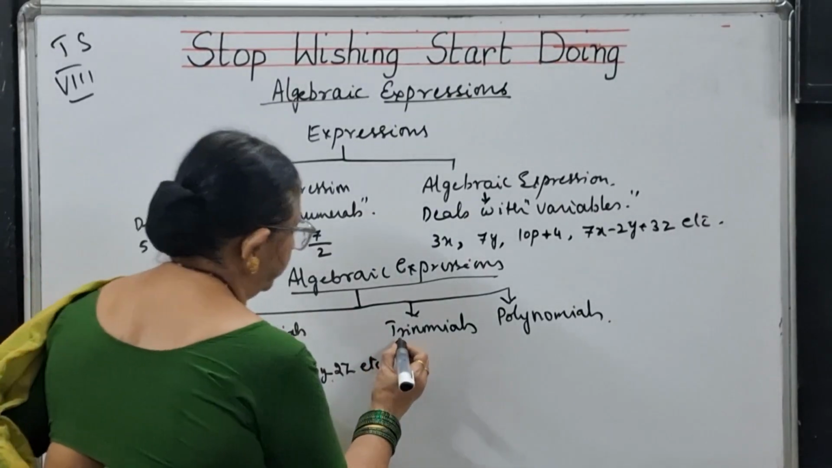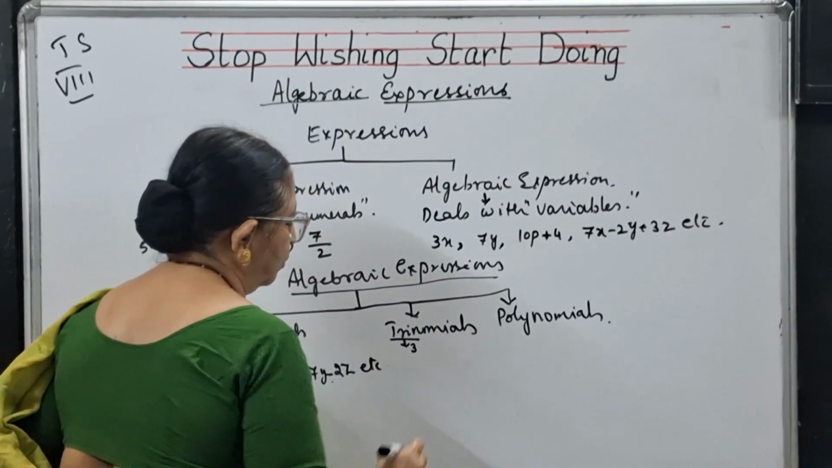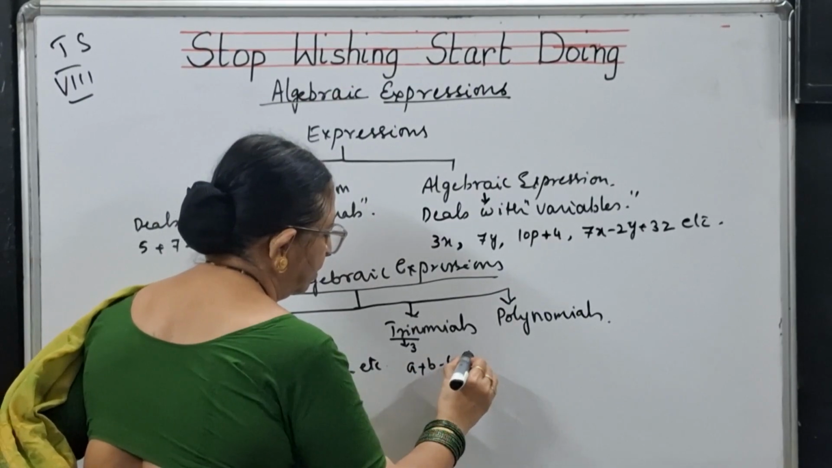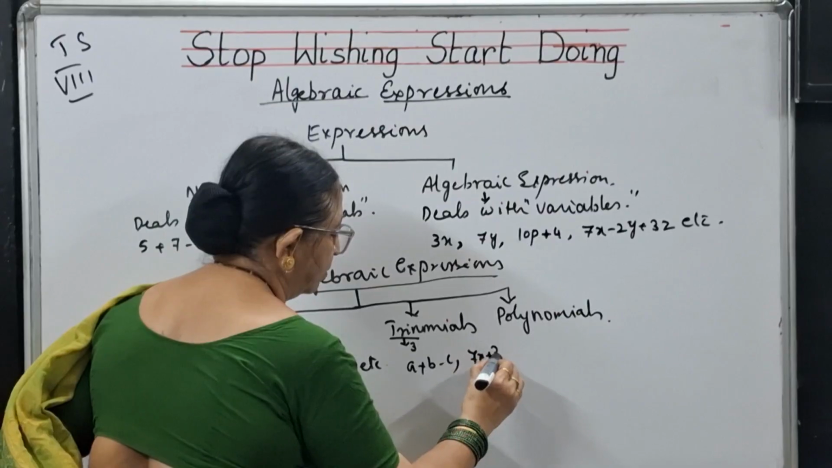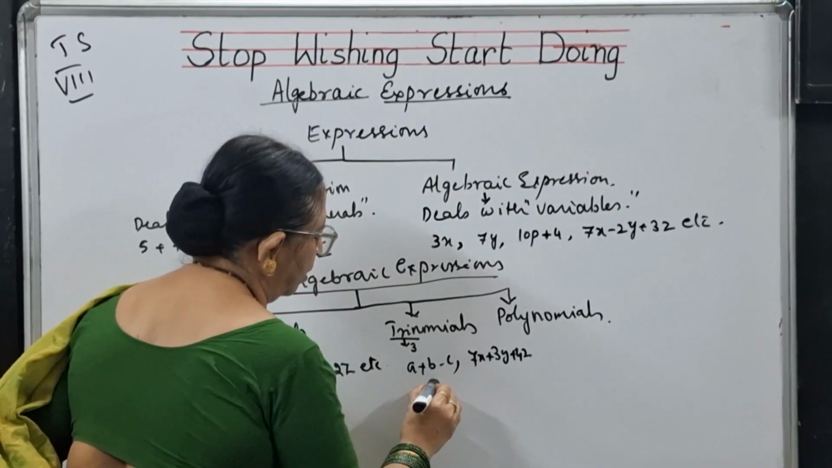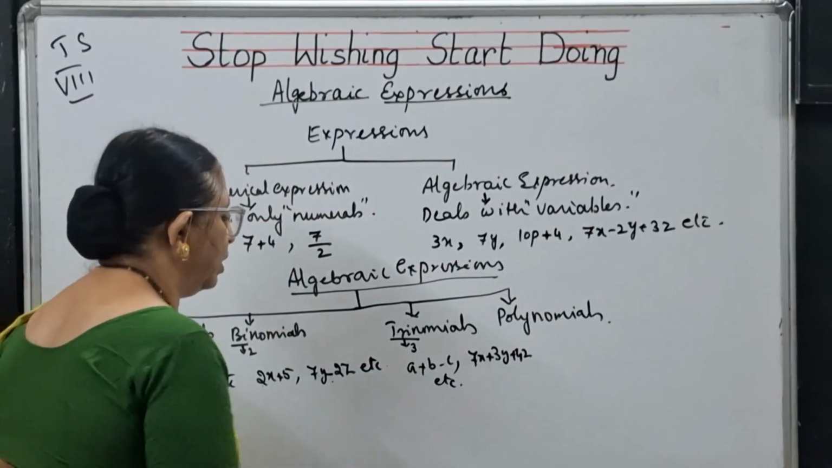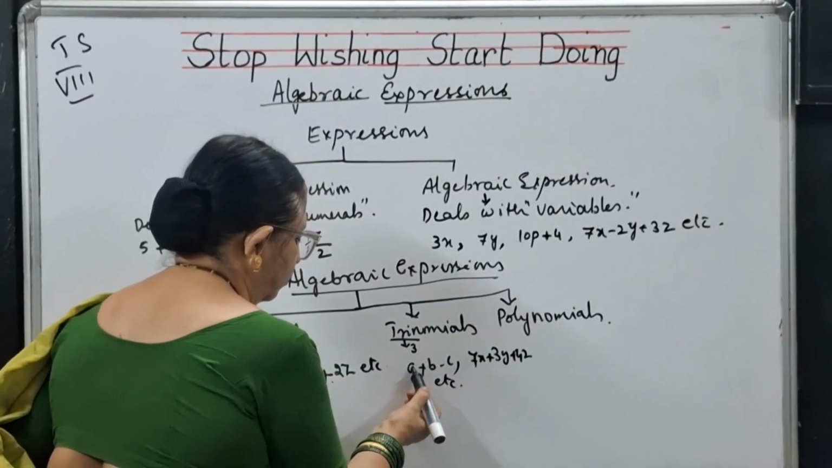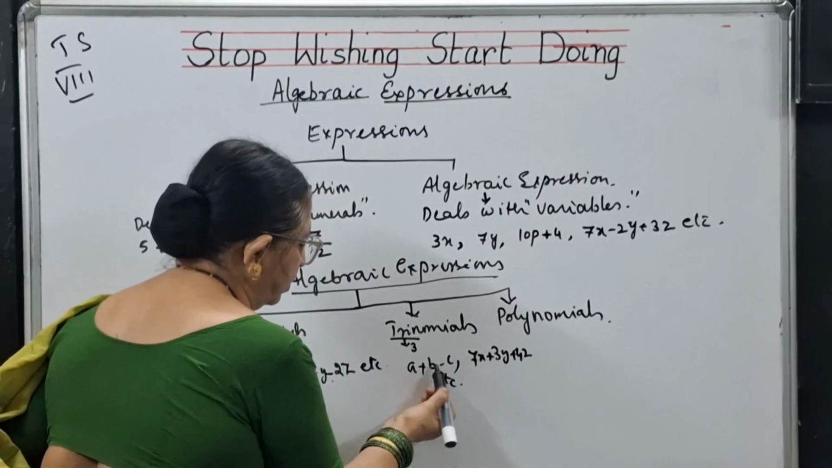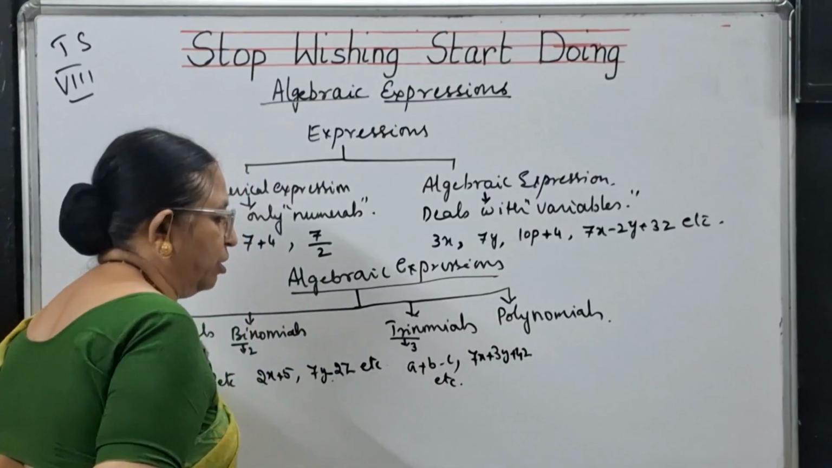Then trinomials. Tri means 3. So we have got A plus B minus C, 7x plus 3y plus 4z, etc. These all are considered as trinomials. Means what? In between them plus or minus will be there. Three terms will be there. 1, 2, 3. 1, 2, 3. So we call it as trinomial.